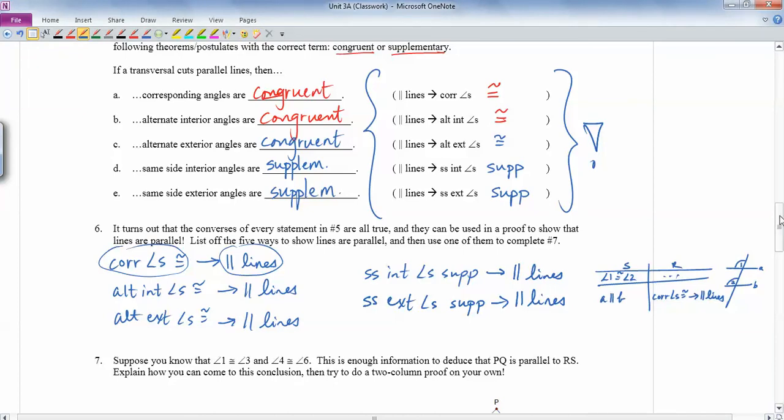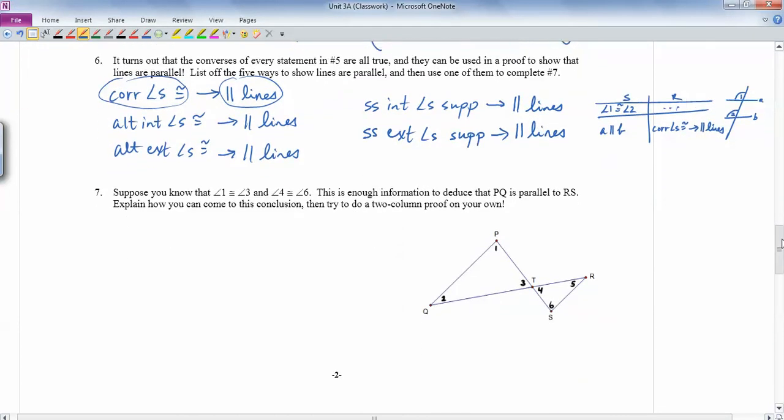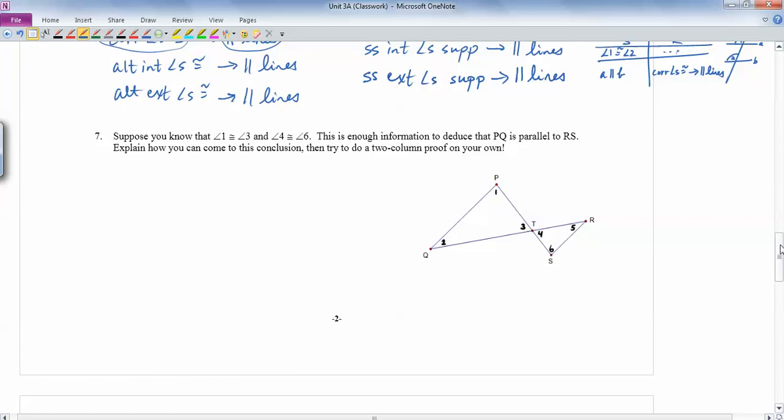Okay. All right, so in number 7, this one says, suppose you know 1 is congruent to 3, and 4 over here is congruent to 6. That says that there's enough information there to figure out that PQ is parallel to RS. So let's figure out why.